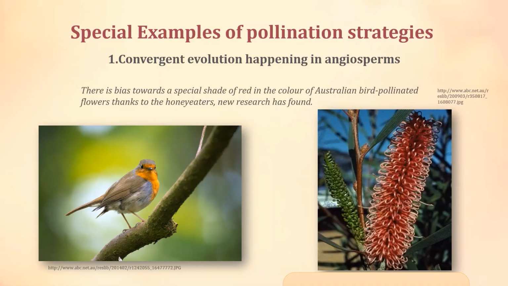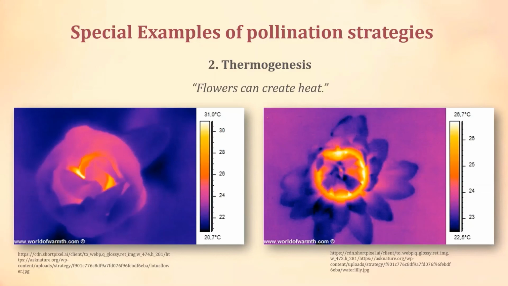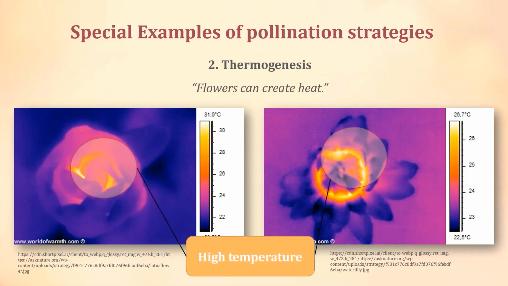flowers. Another special example of pollination strategy is thermogenesis. Flowers and plants have the ability to generate heat as well as maintain a higher temperature than the ambient environment, in an attempt to attract insects that are drawn towards carrion. Heat and warmth can serve as a way to protect the plant and also act as an energy reward system for pollinators. This promotes insect visitation and increases pollination activity.